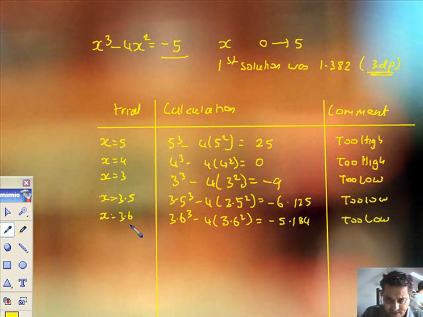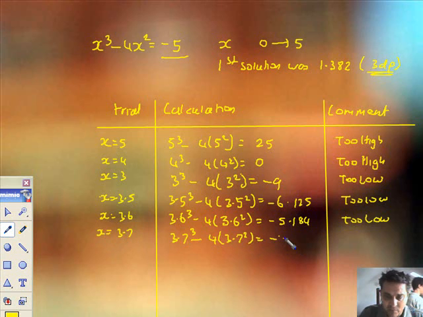So what do I need to do? Raise this a little bit. So x equals 3.7. So substitute 3.7 into the expression. That gave me minus 4.107. That's gone too high now. Again, remember our target is minus 5. Right, so that's too low, that's too high, therefore I'm between 3.6 and 3.7. Well, logic dictates I have to go for 3.65 and take it from there.